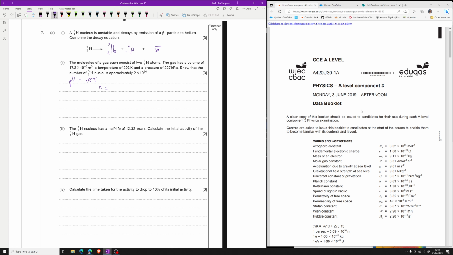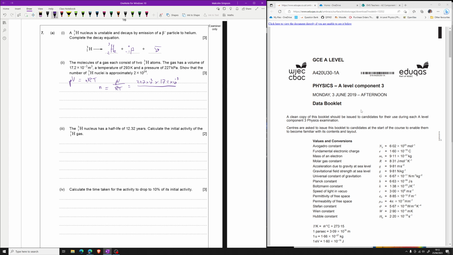Therefore, n is PV over RT. So we'll put in our pressure, 227 times 10 to the 3, our volume, 17.2 times 10 to the -3. We'll divide by RT. I suppose I could have used NkT, actually, couldn't I? I'm going to use NkT, sorry.